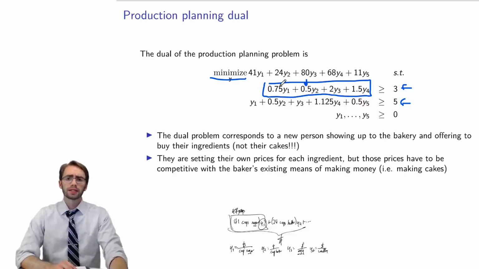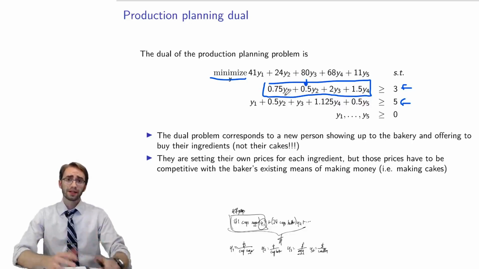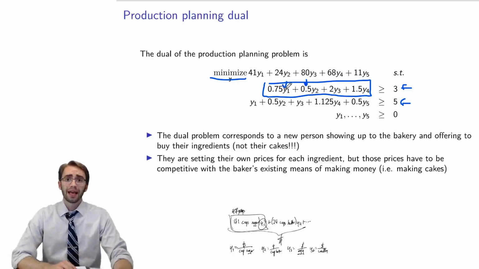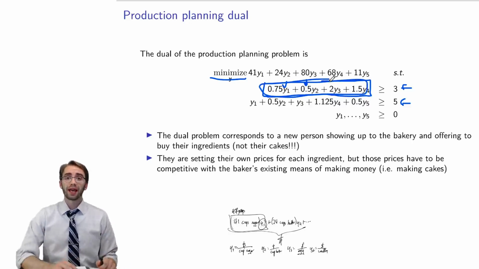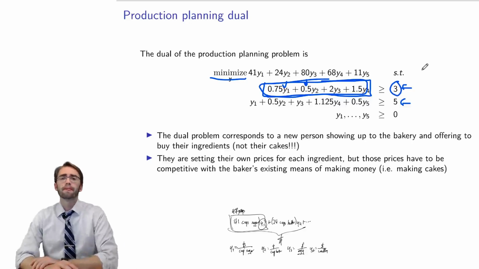Okay, so what is this? This is you take the amount of ingredients that comprise a vanilla cake, and now you price them according to these prices that you've made, right? What is this? This is now the value of the ingredients needed to make a vanilla cake. And I've said that value has to be at least 3. Why does it have to be at least 3?